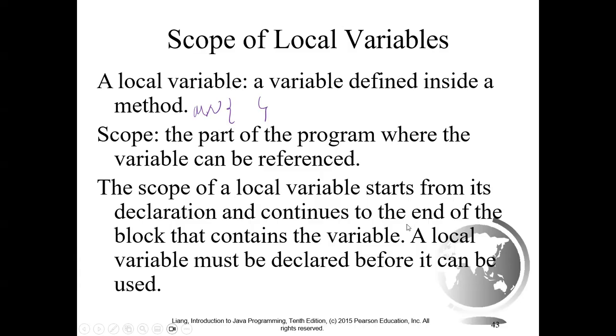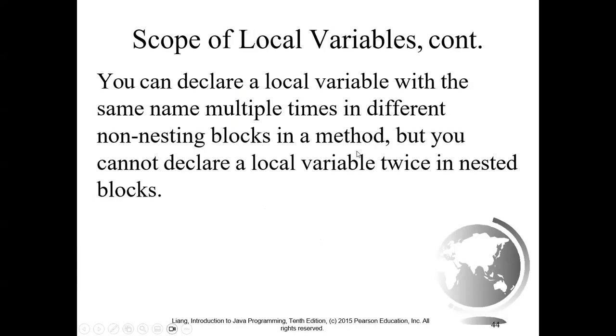Okay, that means this is the scope. The variable is valid only within this scope. Out of this scope, the local variable becomes invalid, and you cannot use an invalid variable outside of the scope. And you can declare a local variable with the same name multiple times in different non-nesting blocks in a method, but you cannot declare a local variable twice in nested blocks.